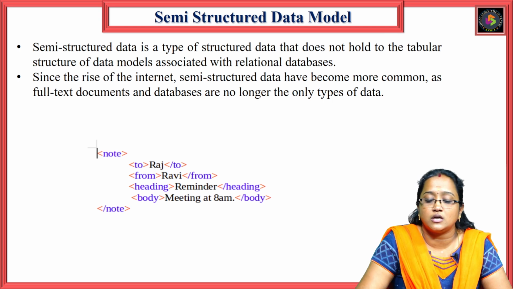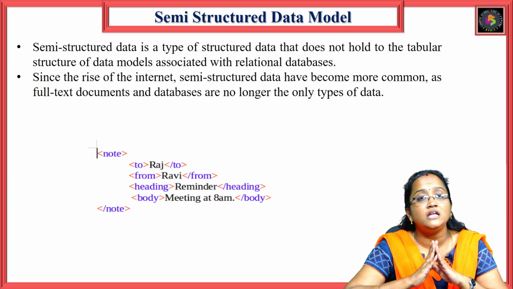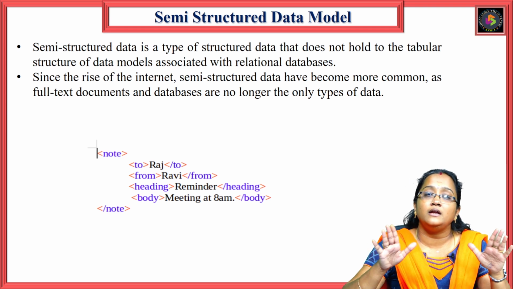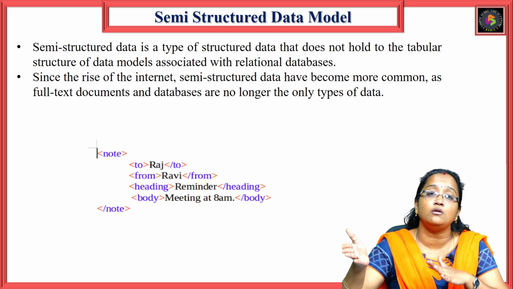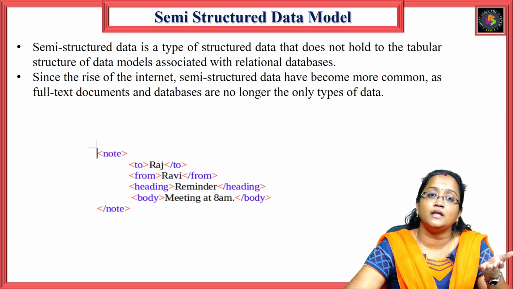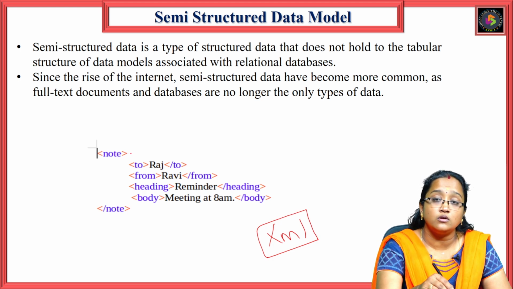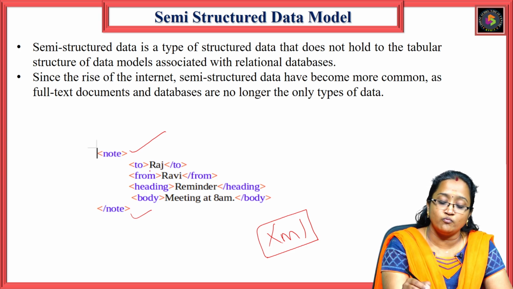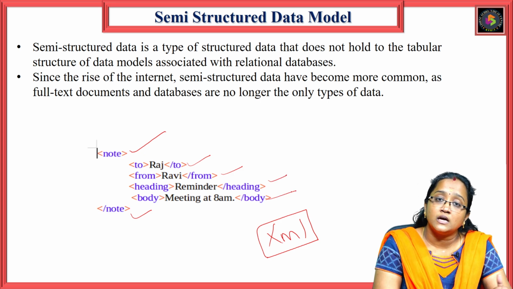Next model is the semi-structured data model. By the name itself we can understand it does not have any tabular form structure. The data is stored in some form of structure, but not a tabular form. Here it uses its own tags like HTML, using the XML language. For example, a notice tag that we then close, a to tag, and from, heading, body. These are all user defined tags.